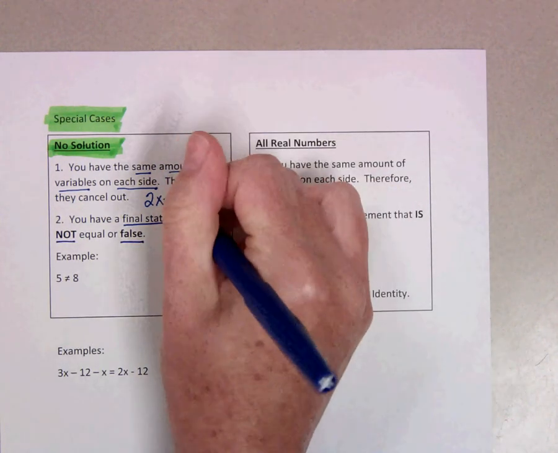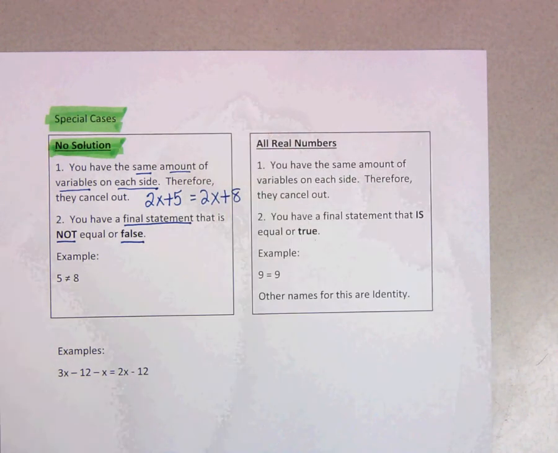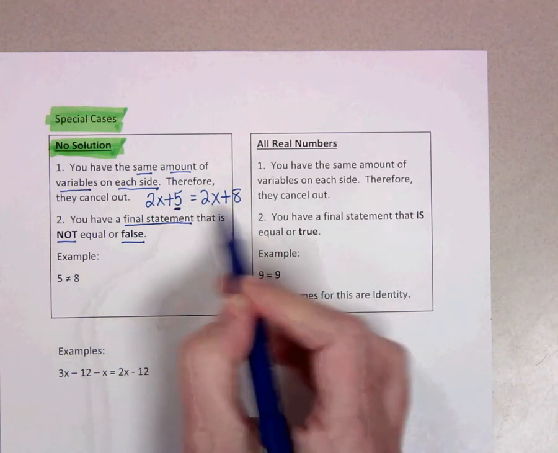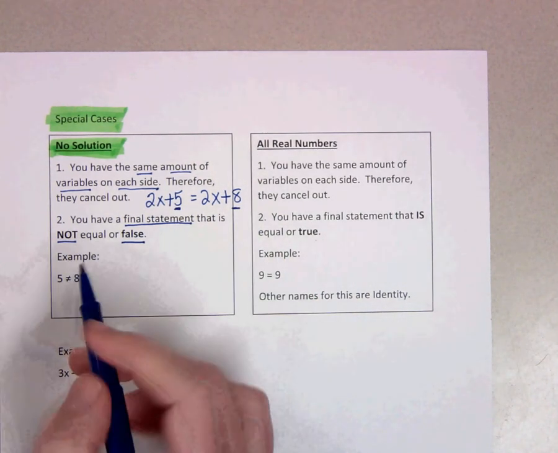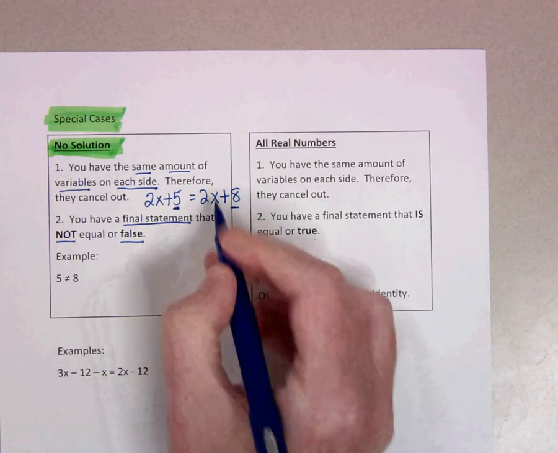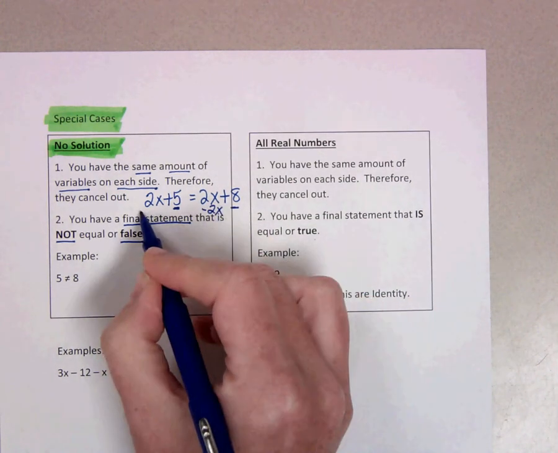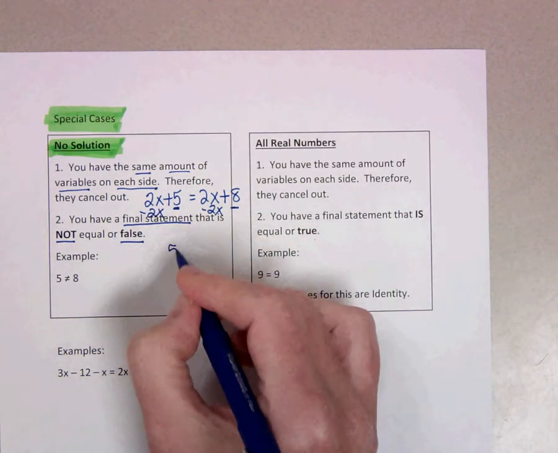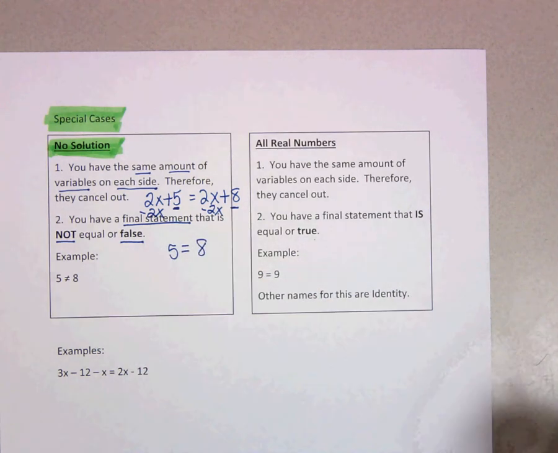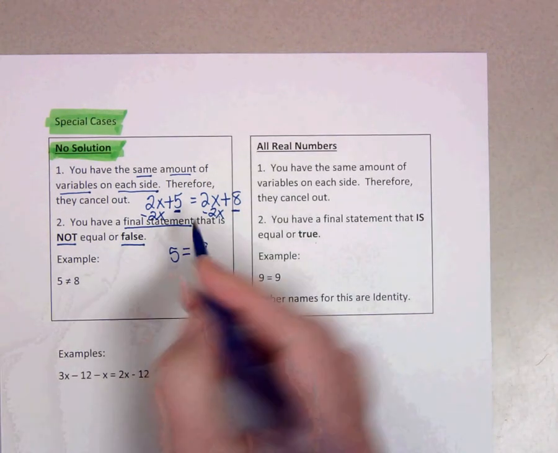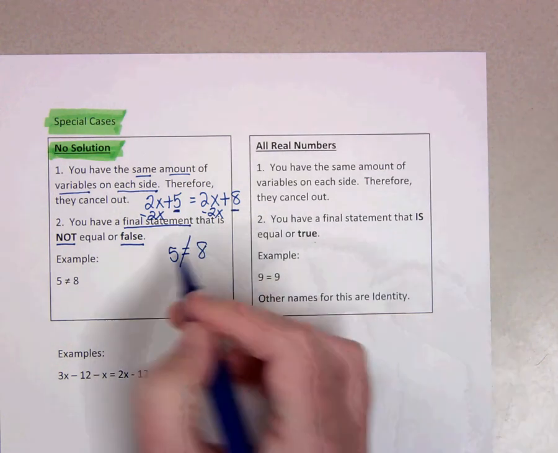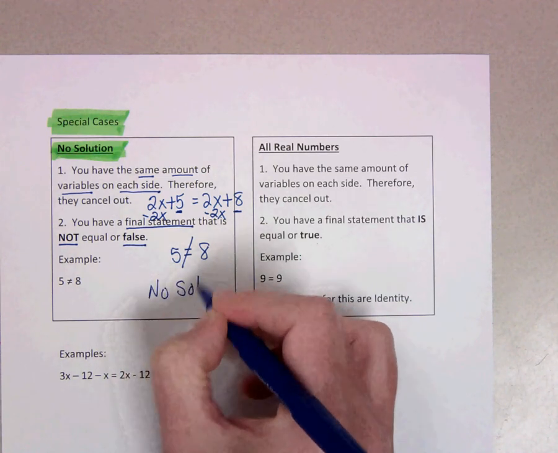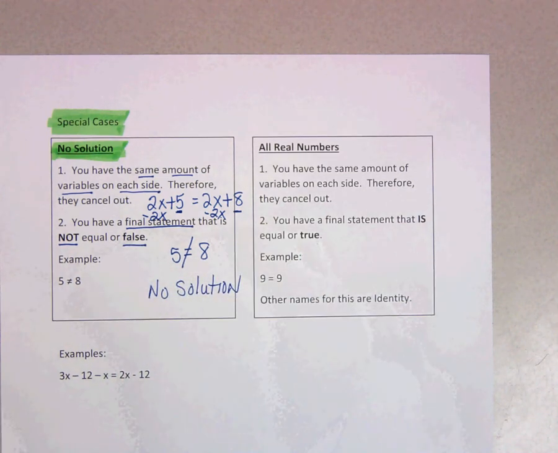So let's say our equation looked something like that. Notice it's almost exactly the same. The only thing that's different is our constants. If we were to solve this equation, we would start by subtracting 2x from both sides so that our variables are on the same side, and we would end up with just 5 equals 8. Well, 5 is not equal to 8, and there's no variable to say x equals this or that. And so an example like this is no solution.